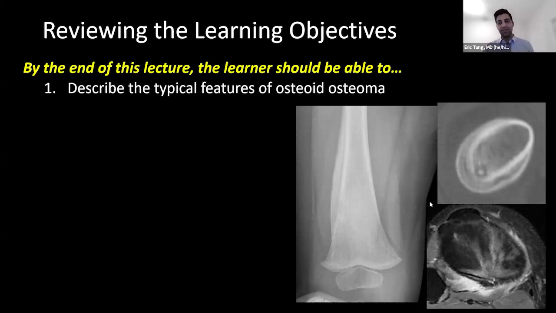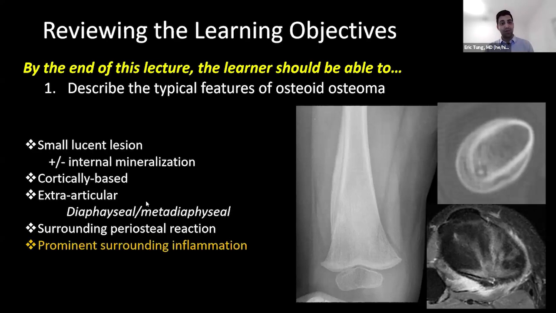But we can see some of the images here, which are describing a lot of these classic features. We talked about that we're looking for a small lucent lesion that may have internal mineralization. This is commonly known as a nidus. I don't love that term. It's often cortically based. It's more commonly extra-articular. There's prominent surrounding periosteal reaction, and there's prominent surrounding inflammation.